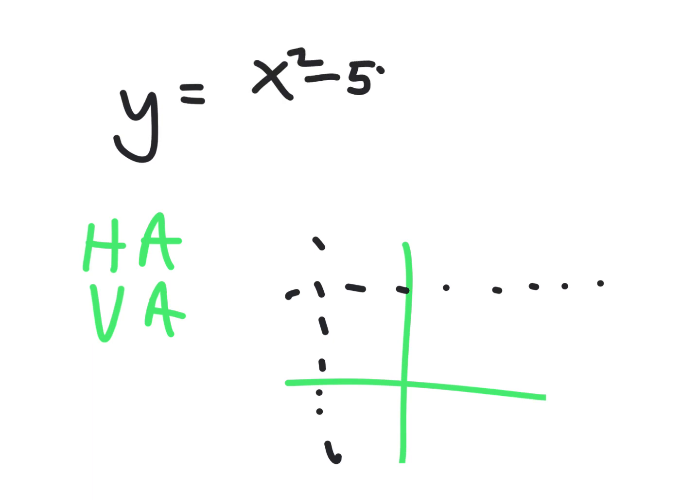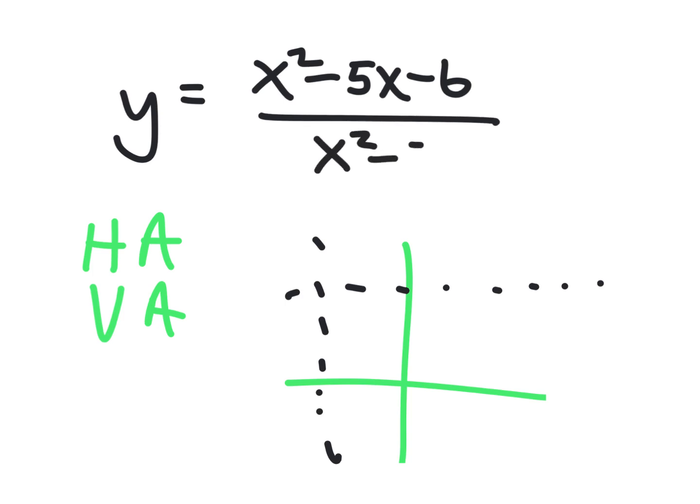X squared minus 5x minus 6 over x squared minus 2. Nope. 4. Sorry. Figure out the horizontal and the vertical asymptotes of that puppy. Remember that you need to factor it before you do the 1,000 trick.